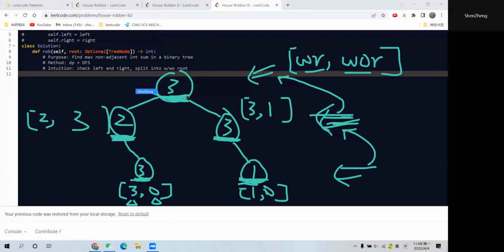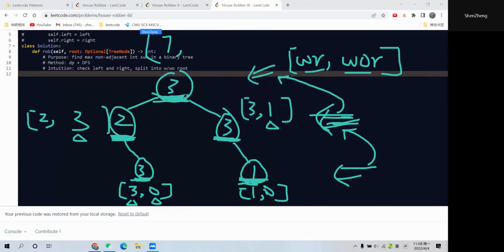So we choose to rob this node, then we get the value from this node, which is 3, and not robbing this node, so we get 3, and also not robbing this node, so we get 1. Okay, so simplify this one, it will give us 7, right? Okay, so write 7 here.